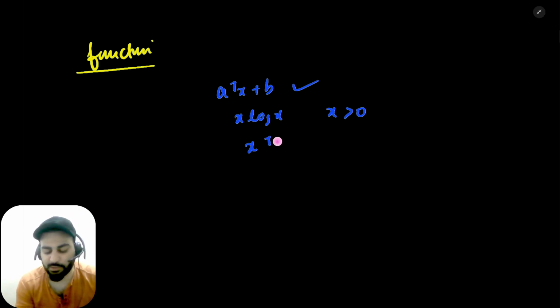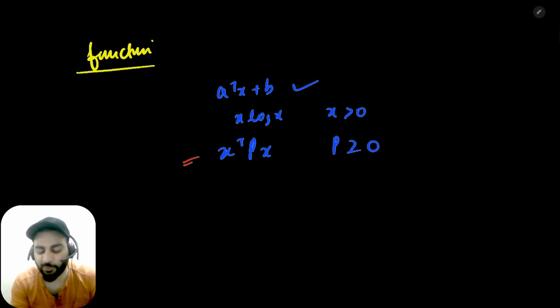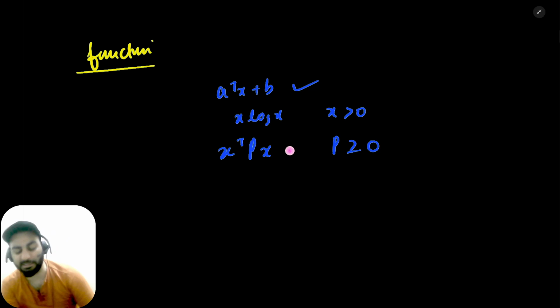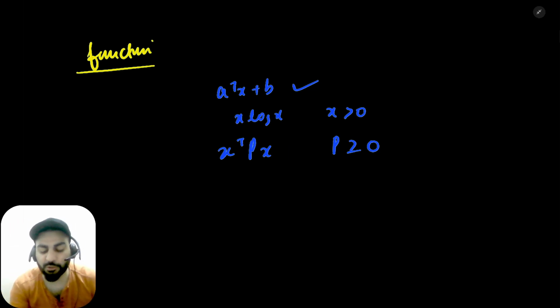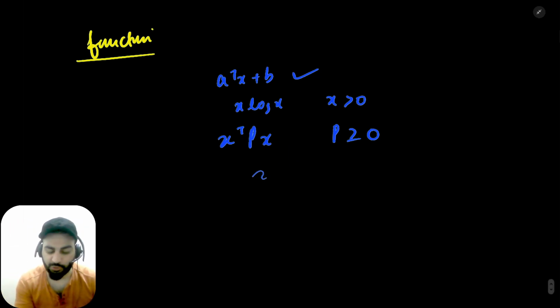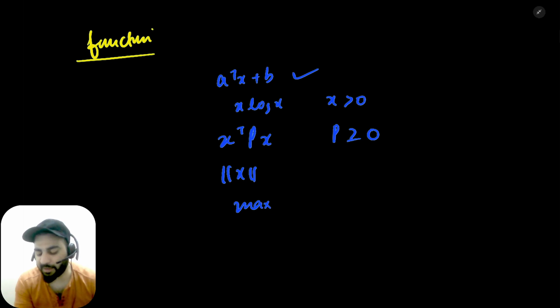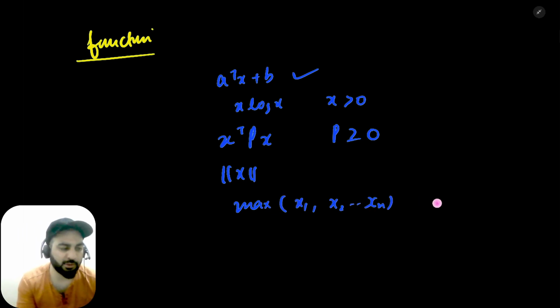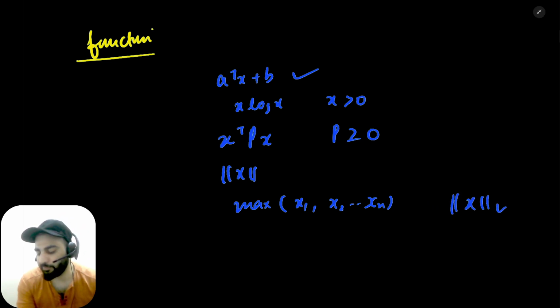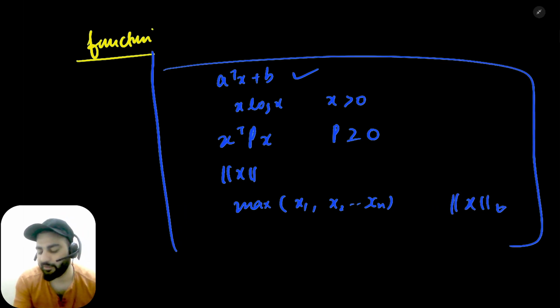X transpose Px, where P is greater than 0. If you remember, this is called the energy equation. We have also covered this in algebra. So this is also a convex function. Any norm like this is a convex function. Also the max of x1, x2 is a convex function, but this is for the infinity norm. These are some famous convex functions.